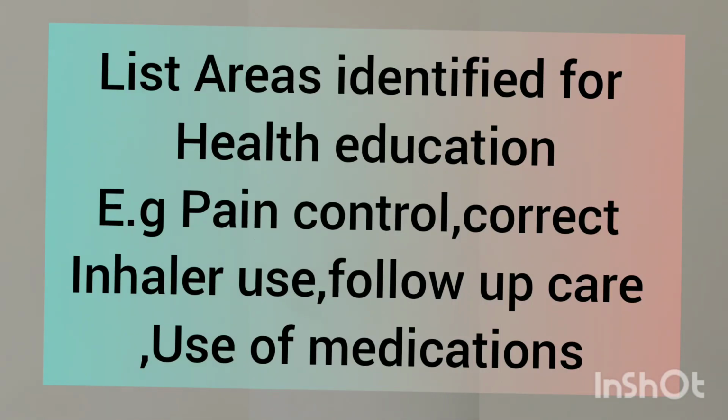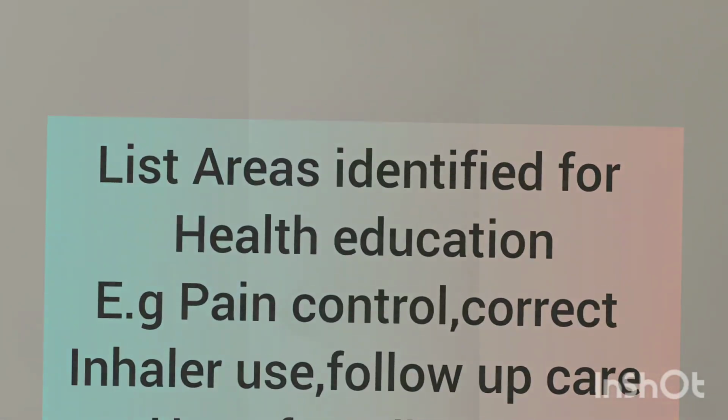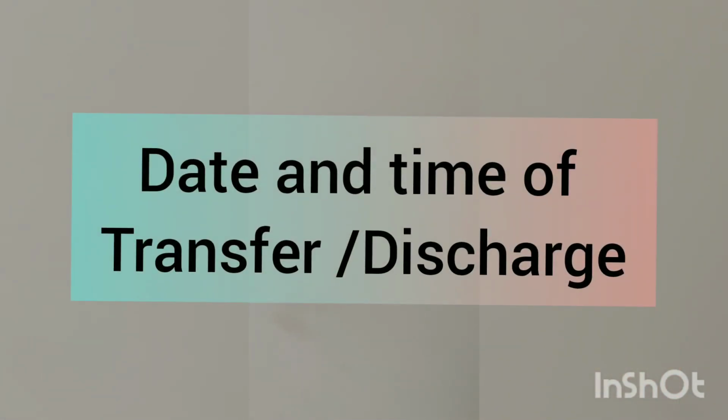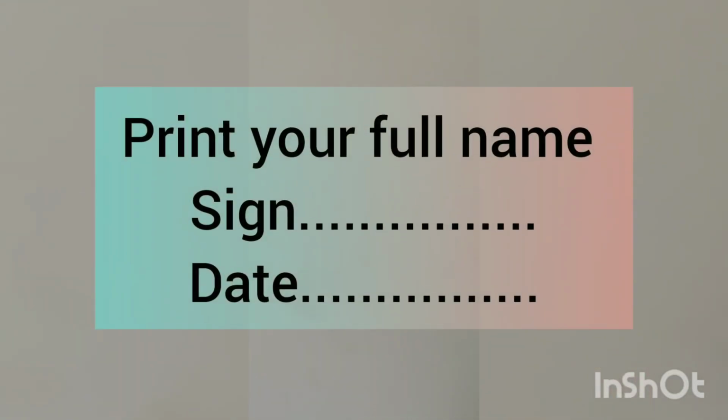And the next column is date and time of transfer. That's where you have to use the date you're writing the exam, or the date you are practicing or rehearsing, and the time that is on the scenario. Make sure you write the time that was given to you on the scenario. And the last thing you do is to print your name, sign and date. And that is the end of the evaluation stage.